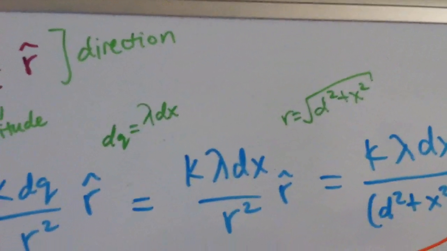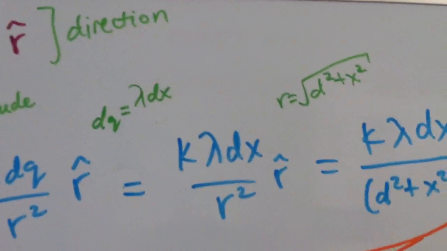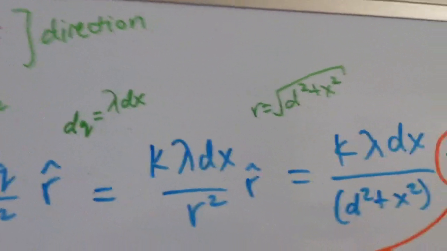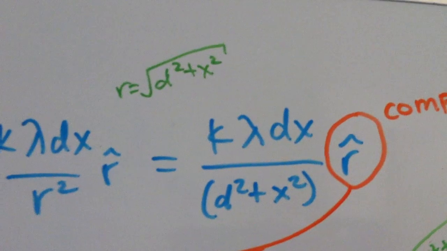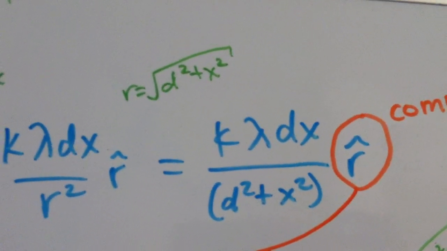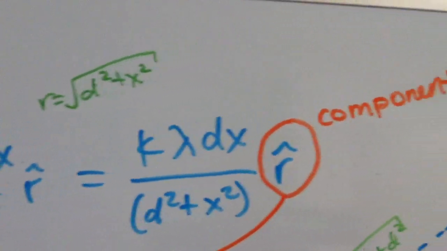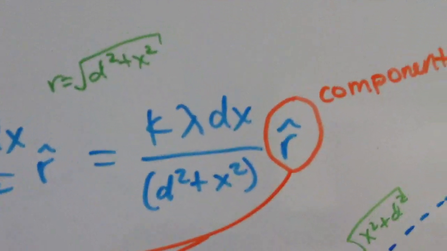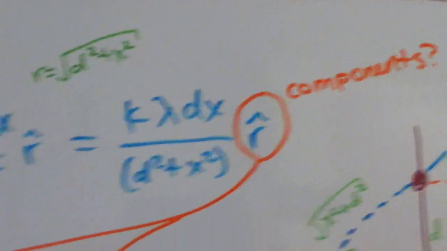And then if we use our other equation that we defined as r being the square root of d squared plus x squared, where r is how far the specific part of the rod is away from our point that we're interested in, we can say that dE is k times lambda times dx divided by d squared plus x squared, because we get rid of the square root because it's squared, times r hat, and that's the very small dE. However, we still have this r hat, which we can use to split up dE into components.